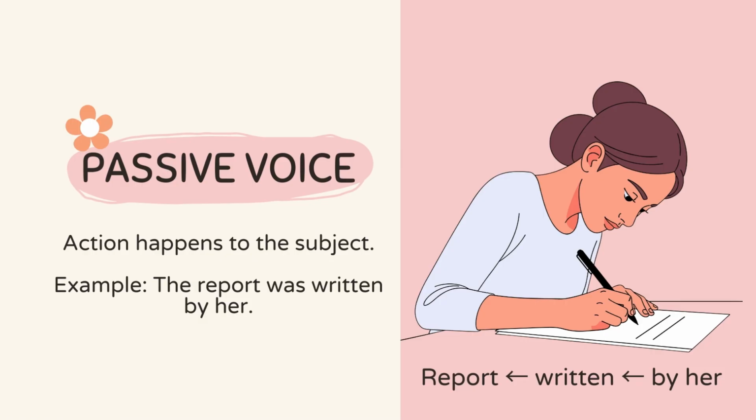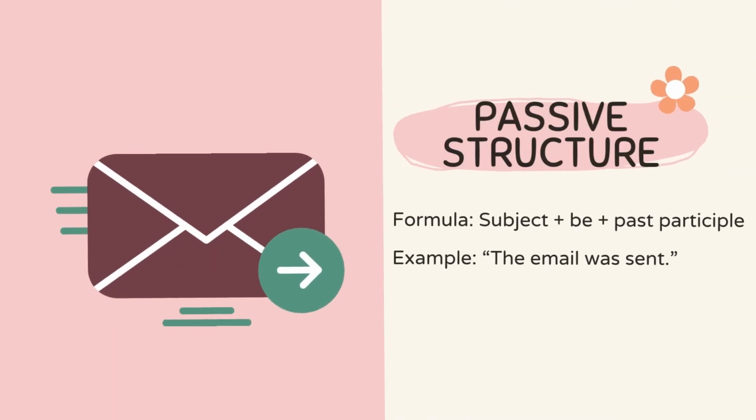Passive voice is different. Here, the action happens to the subject, and the person doing the action may come later or even disappear completely. For example, the report was written by her. The action happened to the subject.